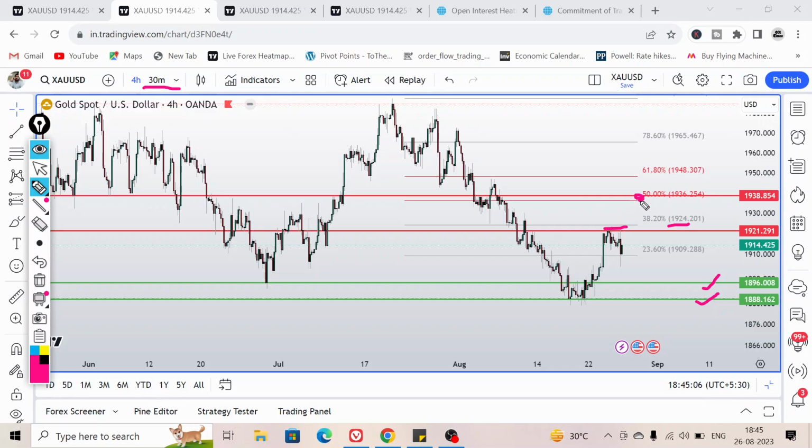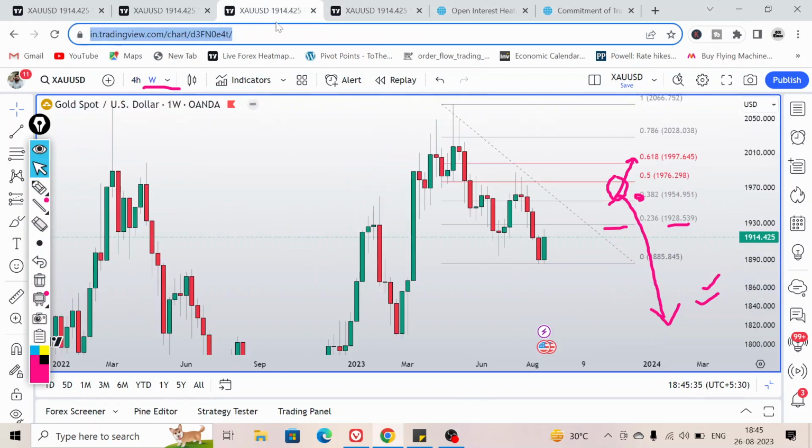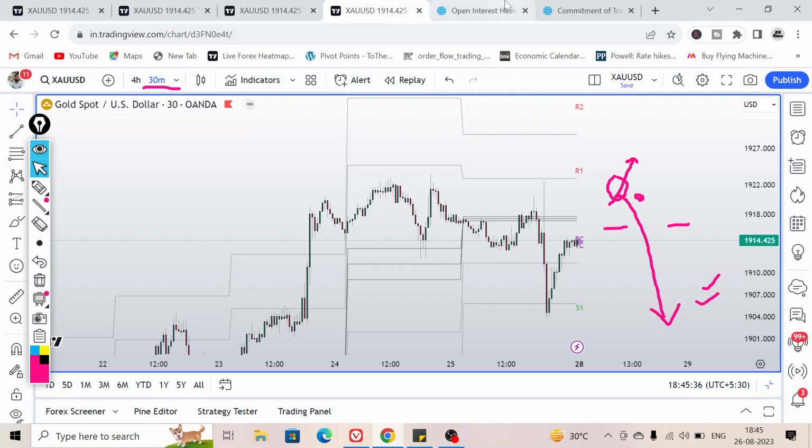And if price is not able to break above this down move, or you can say if price is not able to break above the golden zone, this one right over here, the 50% retracement, then better look for the sell opportunity toward the lower level. But if price is able to break out, then we can look for the buy opportunities. So these are the levels that we have to take care of next week.